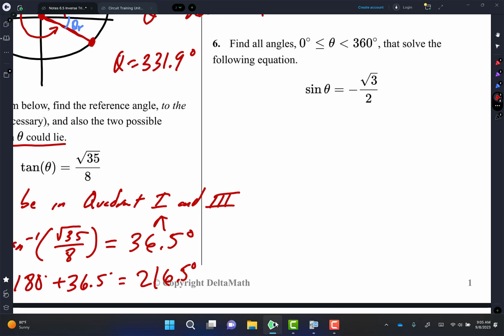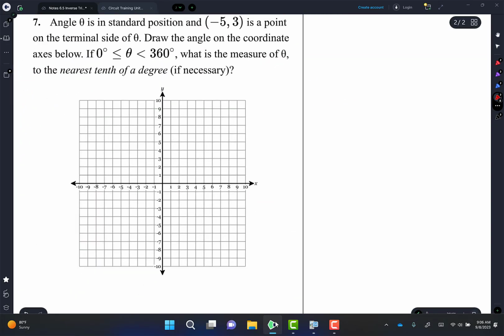All right, here we go, guys. Find all angles that solve the following equation. Okay, so they don't want my reference angles, they just want the angles. So in your unit circle, where is sine negative square root of 3 over 2? In 3 and 4. What's the angle in quadrant 3? Not 210. 240, that's one of them. And there's another in quadrant 4, 300. Is that cool? Okay, let's go to the next one.